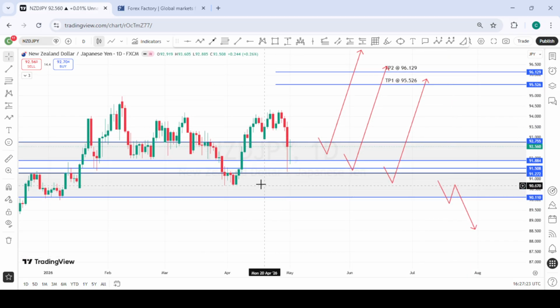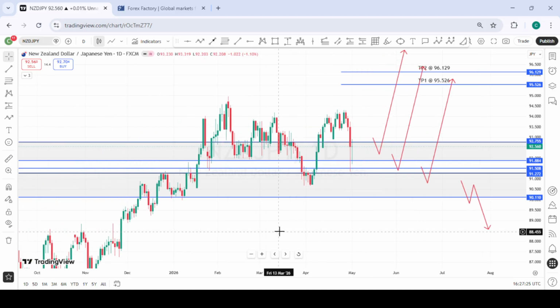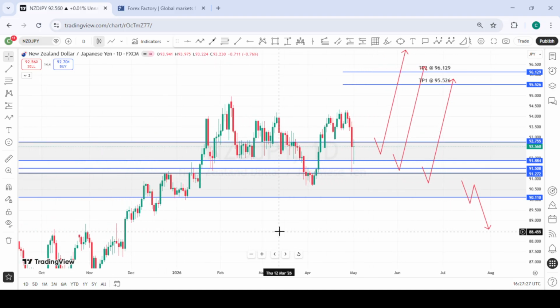Should price break below this zone and come for a retest, then we know we're heading down for NZDJPY.